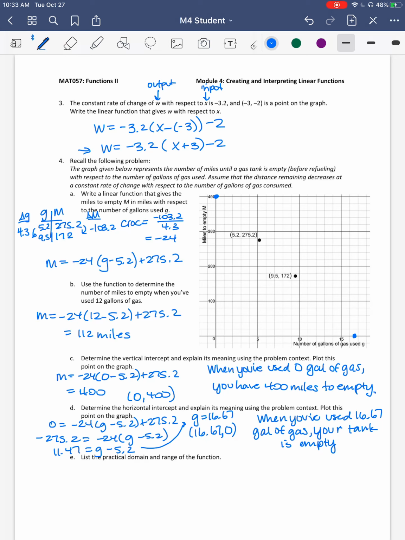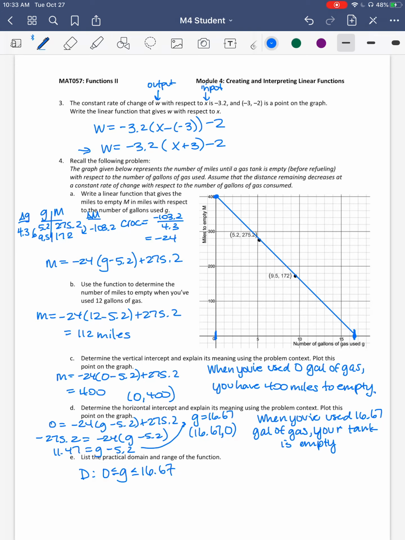All right, so part E, by the way, on my graph, sorry, I can connect these, right, because really this is what's going on. Ooh, magic. So when I list my practical domain, essentially remember domain is looking at inputs. So if I'm looking at inputs, I'm looking at this axis. So essentially my domain is going to start here and end here, because it doesn't make sense to talk about using a negative number of gallons used. But if I use more than the 16.67, then it says I have negative miles till empty, so that doesn't make sense. And so I'm going to use inequalities and express it this way.